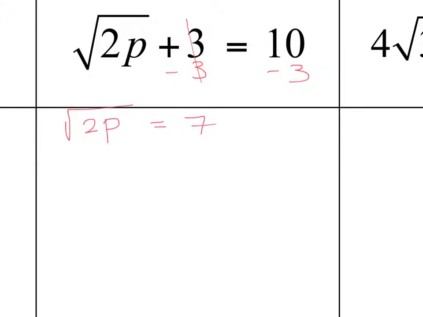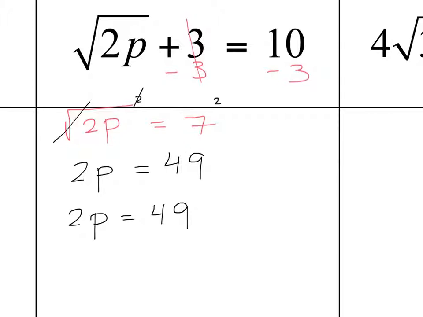As you can see, you have isolated your radical. After you do that, you have to get rid of the radical, and to do that, you have to square it. Since this is a square root, to get rid of it, you have to square both sides. And this radical will be cancelled, and you will get 2p on the left side of your equation. 7 to the power 2 is going to be 49. So you will end up getting 2p equals 49.